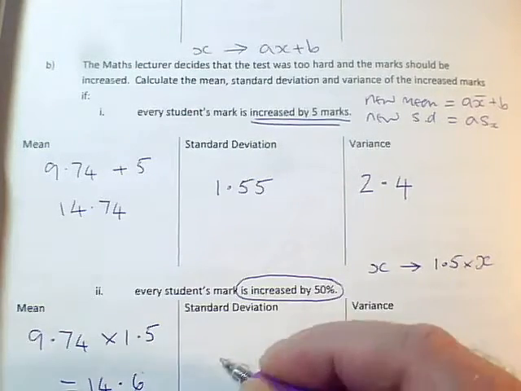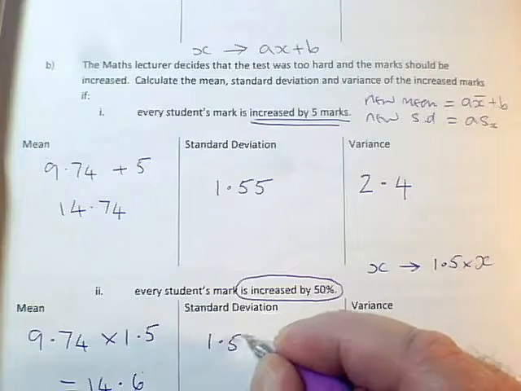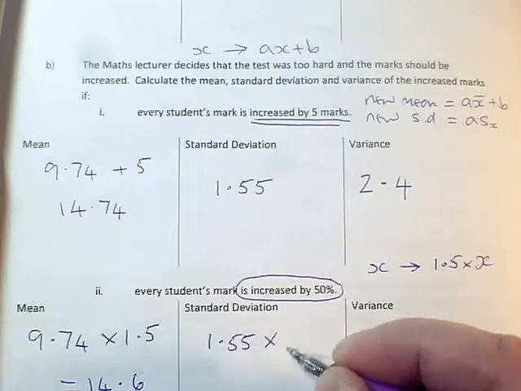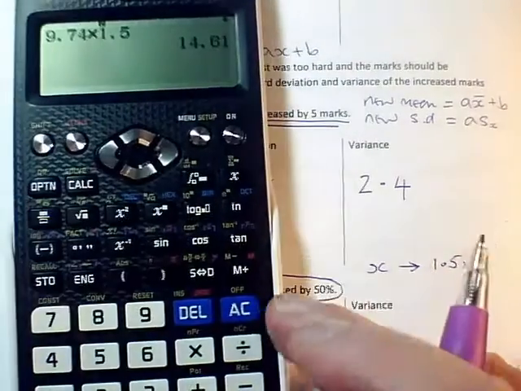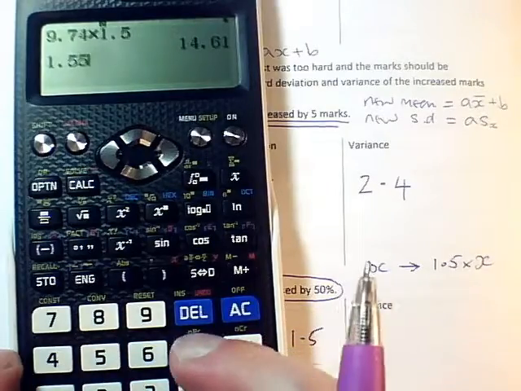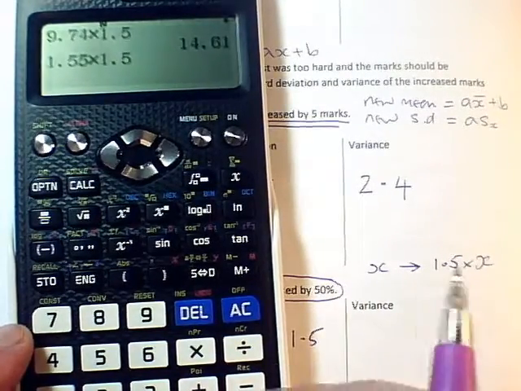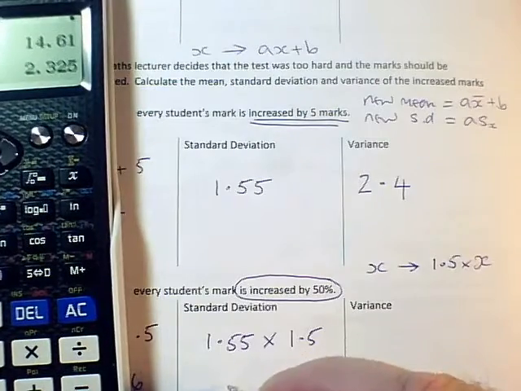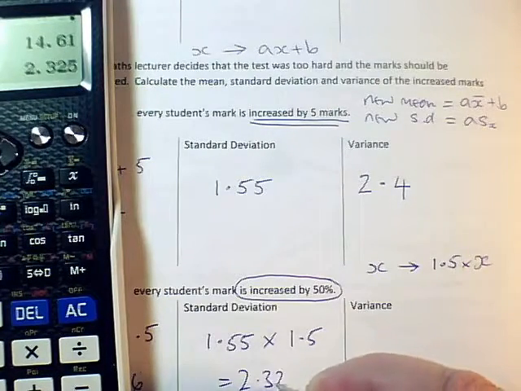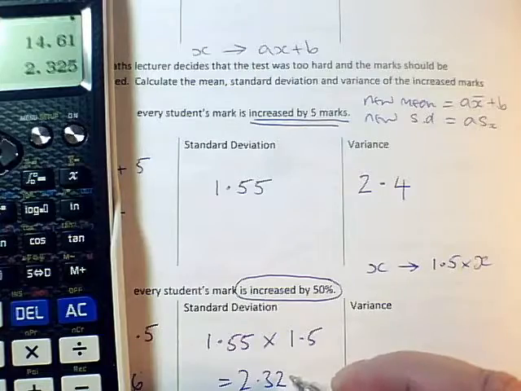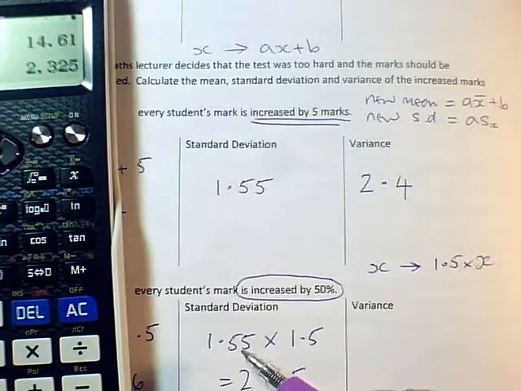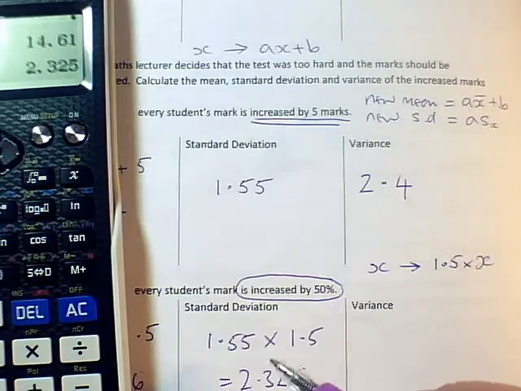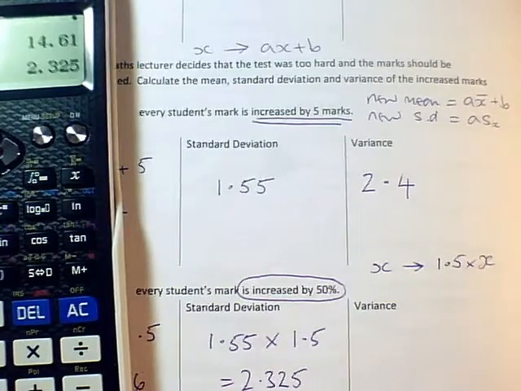That's my new mean. The standard deviation, which was 1.55, unlike previously, is affected by multiplying by 1.5. So I need to do 1.55 times 1.5, and that will give me 2.325, or 2.33 to 3 significant figures. I could do it knowing the more precise version of the standard deviation, because it's not quite obvious how to round that. I'm going to leave it in this form.